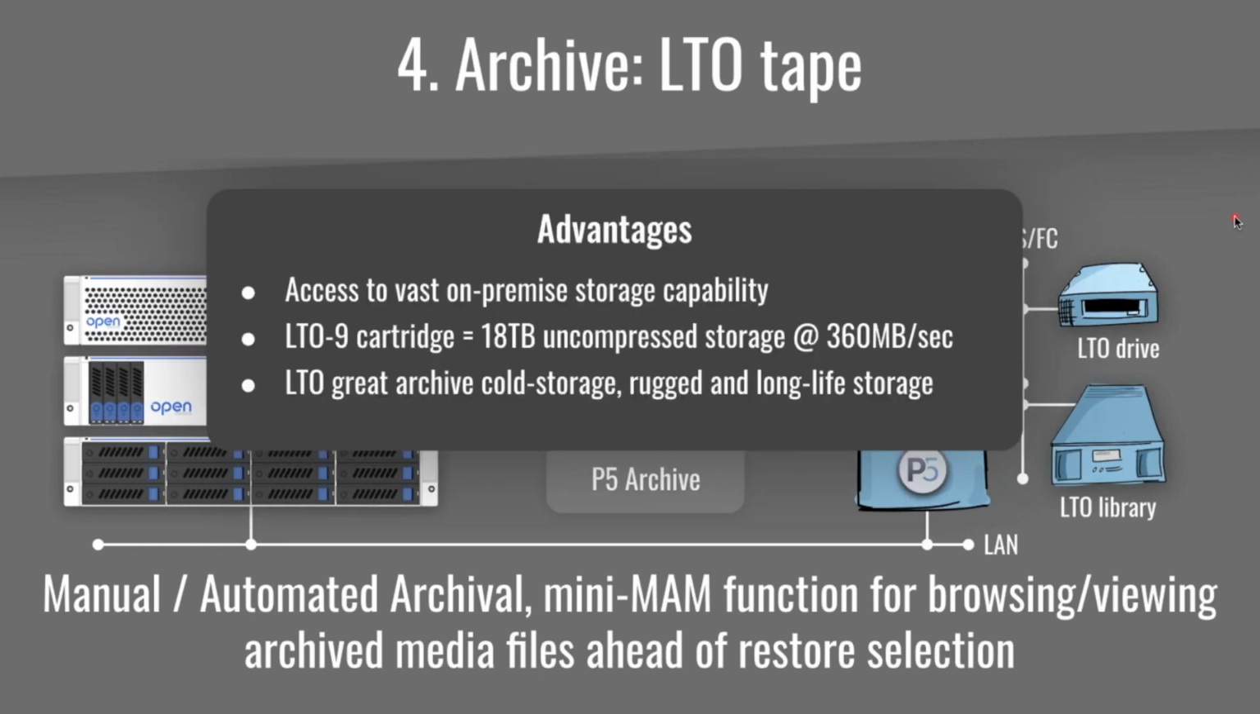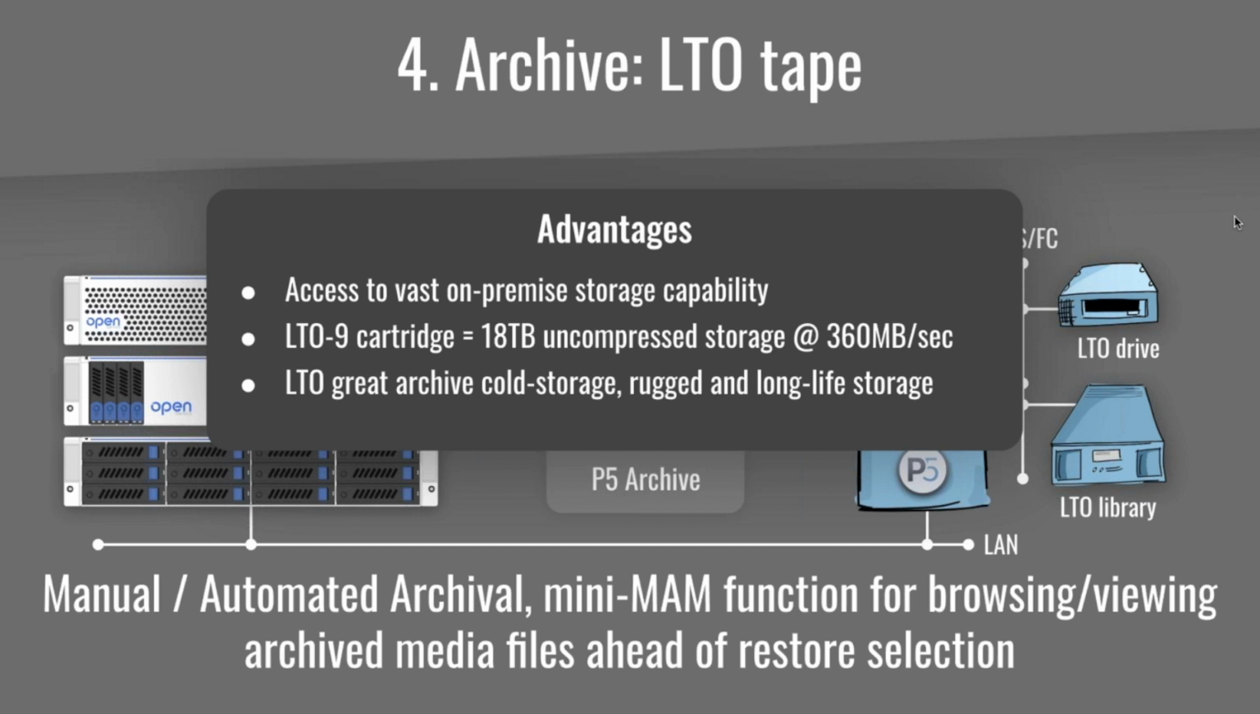And the advantages here are that you have access to vast on-prem storage capabilities, because the current LTO generation gives you 18 terabytes of uncompressed storage per tape cartridge and about 360 megabytes per second of write speed. And LTO tapes are a great long-term cold storage format. They're rugged. They last longer than hard drives. If you want to keep data for 10 years and not worry about it, then tapes are a great way to go.